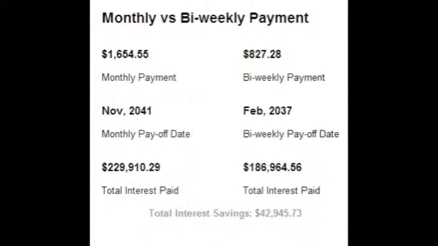One way to reduce the amount of interest you pay over the life of your loan is to make bi-weekly payments. Instead of paying once a month, you pay 2 times a month. Since interest is compounded annually, it greatly reduces the amount of interest you pay over the life of your loan, and in our example, reduces your payoff amount by 3.5 years.